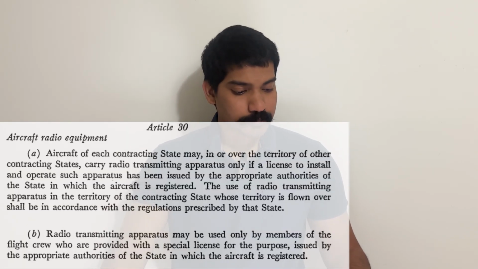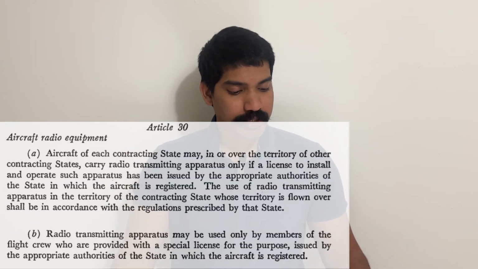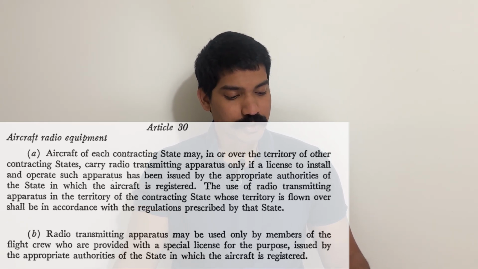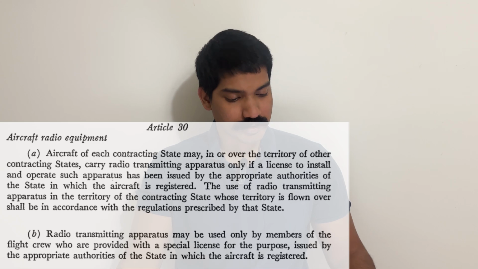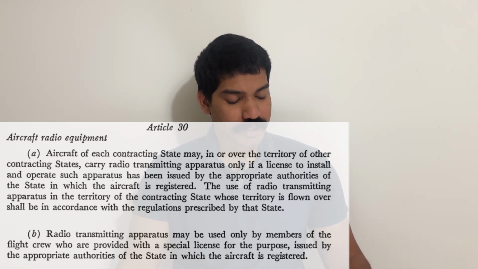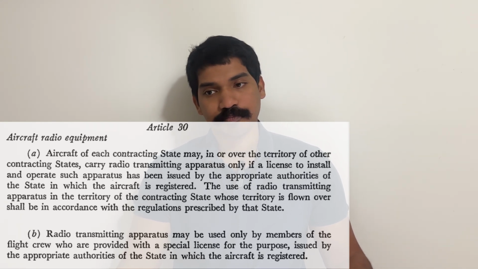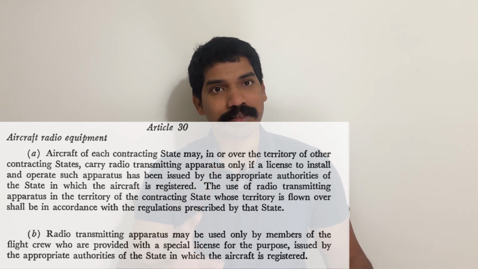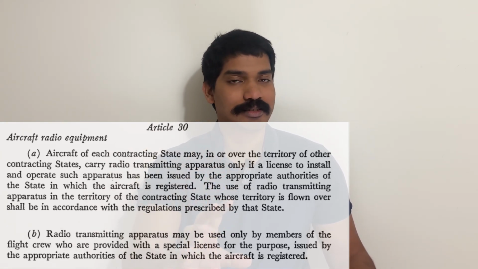So in Article 30, they talk about aircraft radio equipment. So let me read it to you. The aircraft of a state flying in or over the territory of another state shall carry radios licensed and used in accordance with the regulations of the state in which the aircraft is registered. The radios may only be used by the members of the flight crew suitably licensed by the state in which the aircraft is registered. So the key point here is the aircraft is registered.